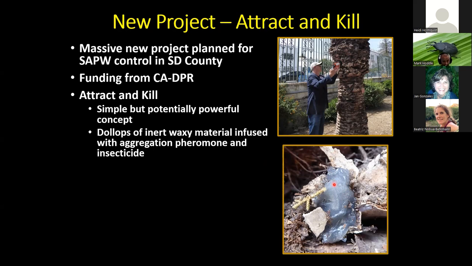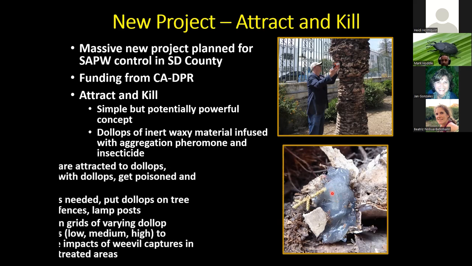But what the weevils don't know is that in this inert waxy material is an insecticide. So when the weevils come to investigate the pheromone, they walk over these dollops and they get a lethal dose of the contact insecticide. They either drop dead below the tree, or if they get a sublethal dose, they fly away, die, and don't live as long.